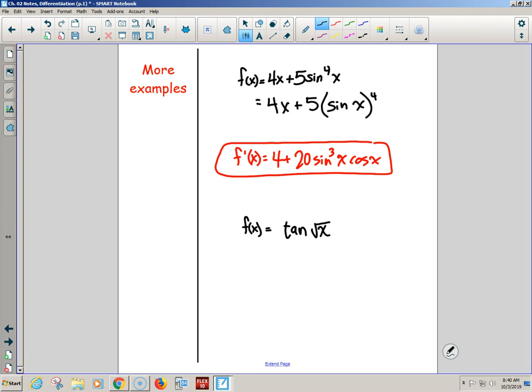times the derivative of the inside. Every other sine is cosine.